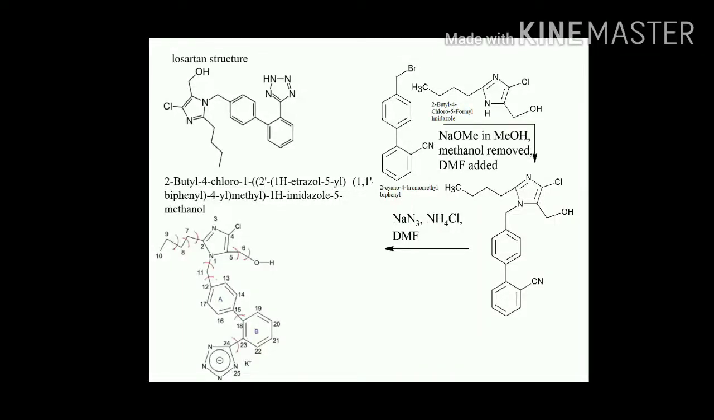Hi to all. Today we are going to see Losartan. Losartan is an angiotensin 2 receptor blocker used to treat hypertension. We know that angiotensin 2 is going to bind to two types of receptors, AT1 and AT2. So our drug Losartan is an angiotensin 2 receptor blocker used to treat hypertension.